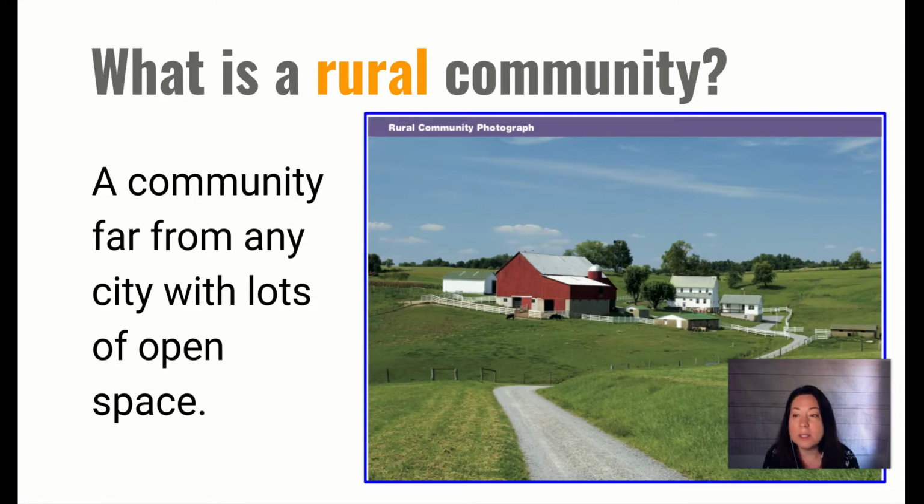Oh, so the definition is a community far away from any city with lots of open spaces. Wow, that's just like what we kind of looked at in this picture, right? Things that we noticed. That's a rural community. Or some people say the country.